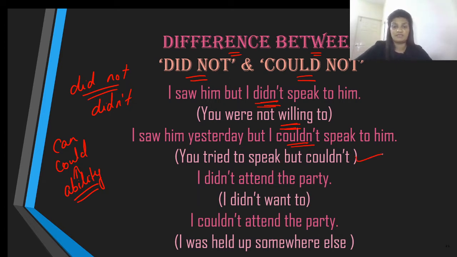That's what it means. Similarly, I didn't attend the party because I did not want to. I wasn't willing. I had no intention of it. I could if I wanted to, but then I did not. Similarly, when you say I couldn't attend the party, here you mean to say that I wanted to, I was willing, but then I had other work to finish and I had no time. That is why I couldn't attend the party. So that's the difference between did and could.